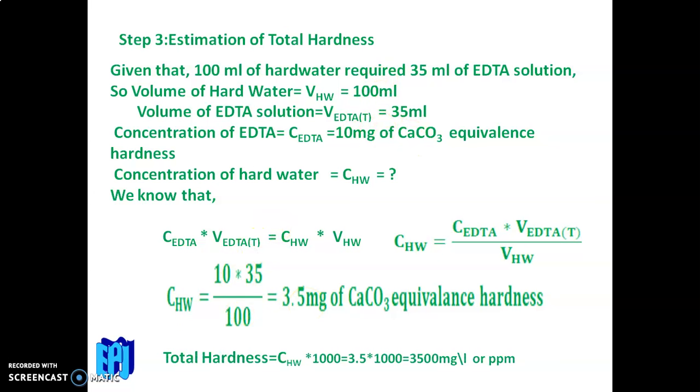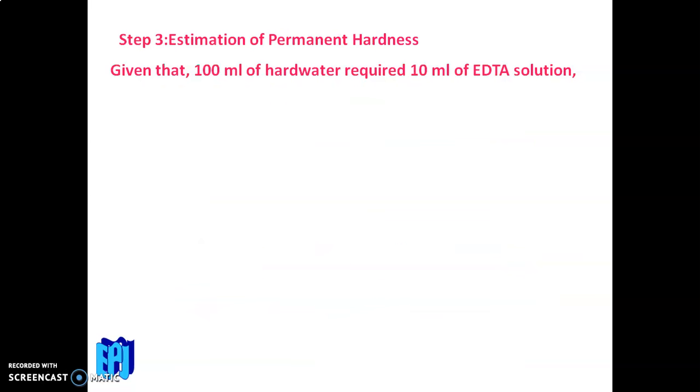Okay, then we need to calculate concentration of total hardness. Just multiply this value by 1000, because this is the amount of substance in 1 ml. We need to calculate in 1000 ml. That's why we are multiplying by 1000. So we get 3500 milligram per liter or ppm. Okay, so the next step is the estimation of permanent hardness.